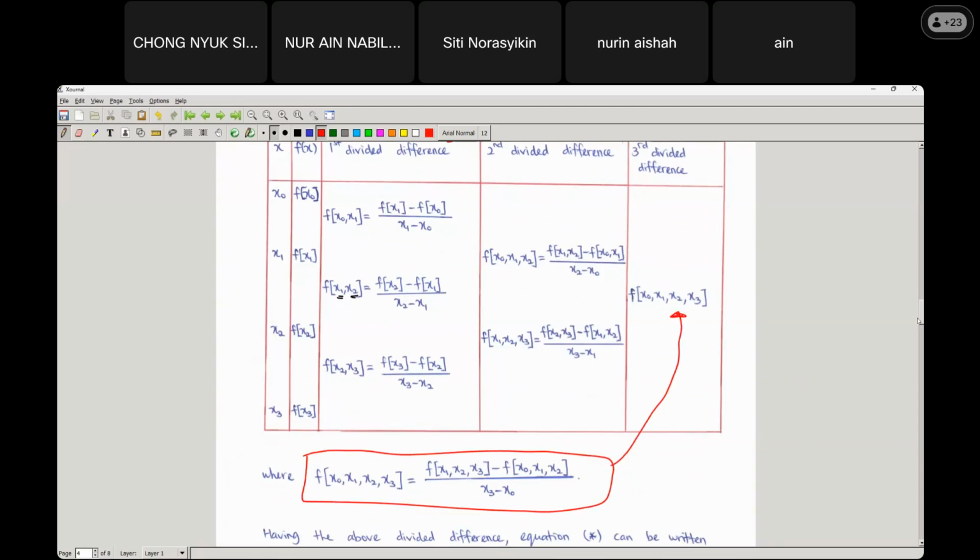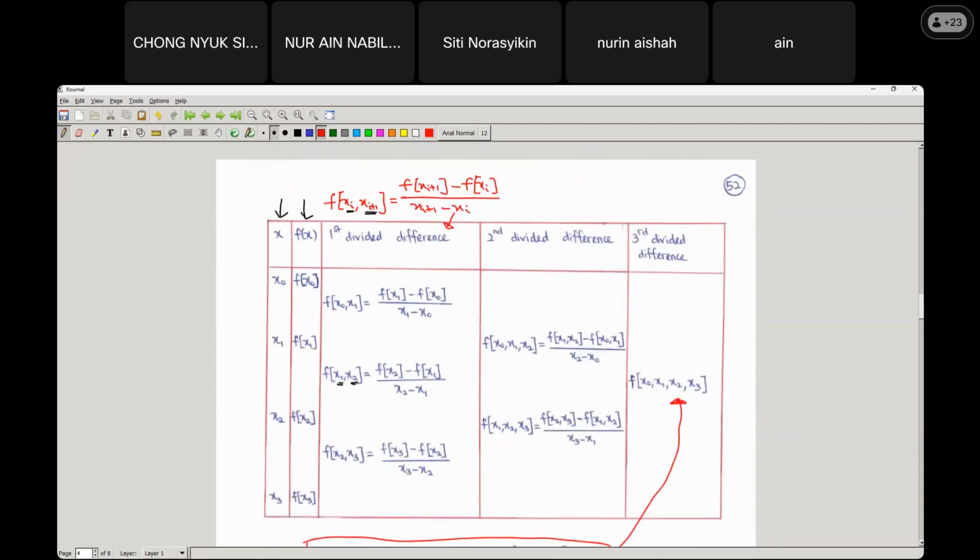Okay, so how we're going to compute the value is, to find the first divided difference, what you're going to do is, first, we take this value minus this value, divided by this value minus this value.